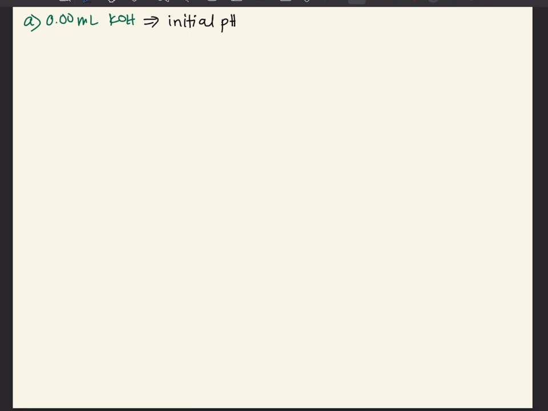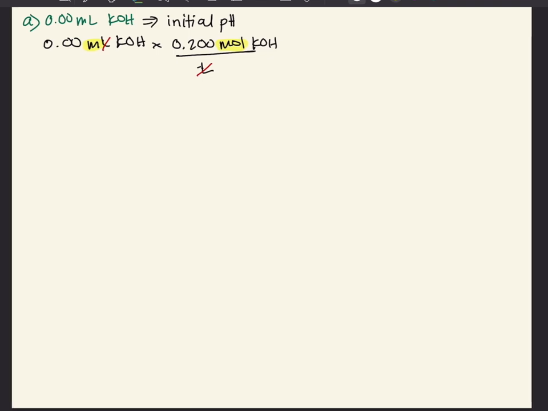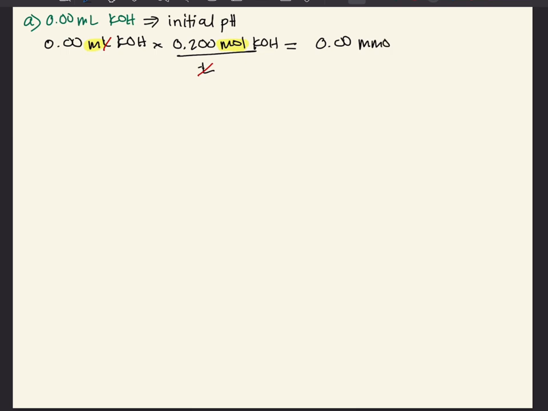At this point, I'm going to have 0 milliliters of KOH times my 0.2 molar KOH. The reason I'm using millimoles here is because I don't have to change my milliliters into liters. So that's one less conversion. Notice my liters cancel out and I am left with millimoles. So this will give me 0 millimoles of KOH.